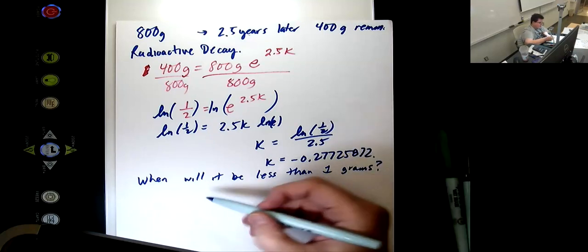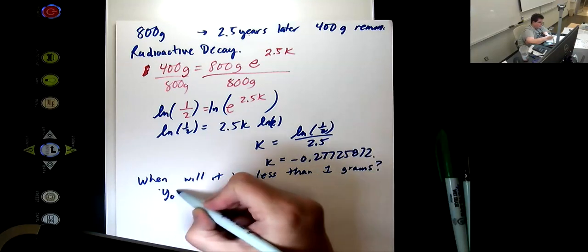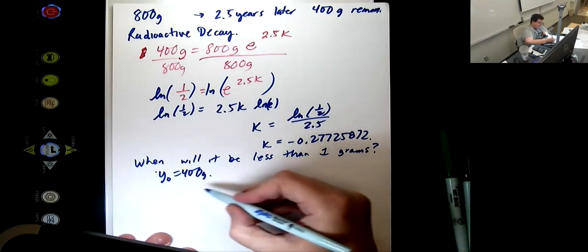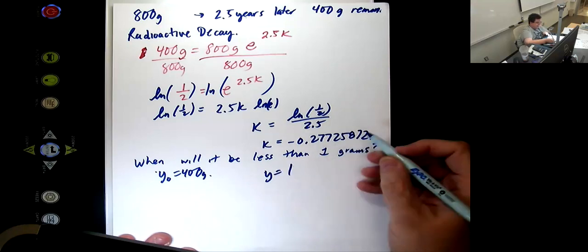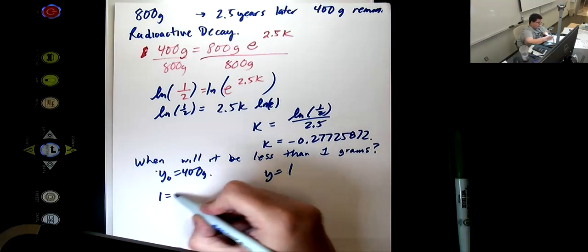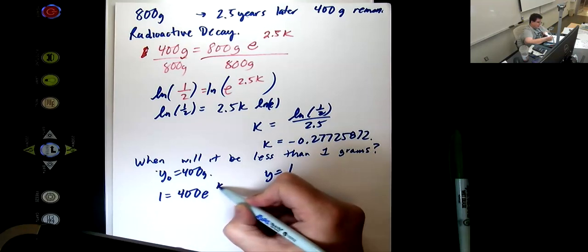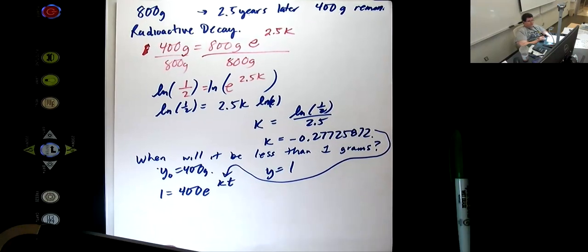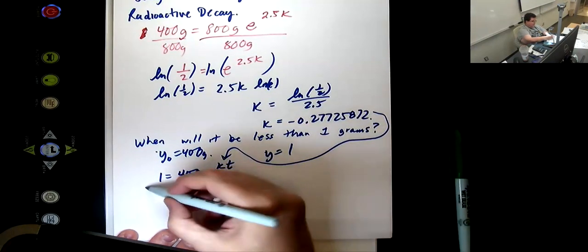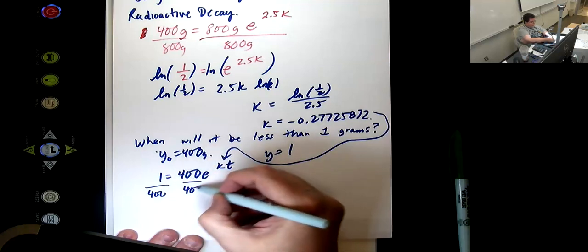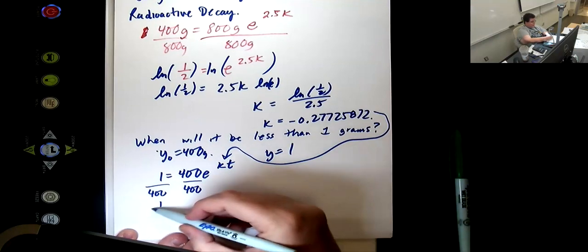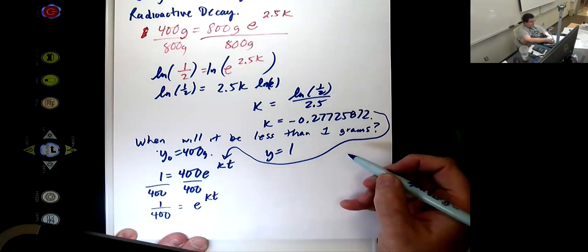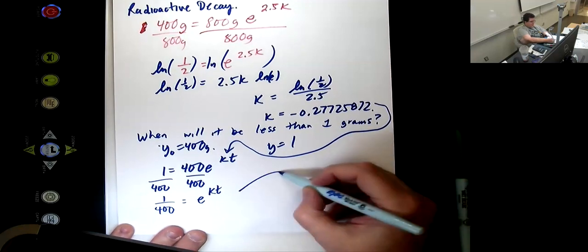Well, 400 grams is the most current amount. I'm going to start with y naught equals 400 grams because we're going to go forward from here. I want Y to equal 1 gram. And I have K there. So 1 equals 400 e to the K T, where that's K. I'm going to leave it as is for now. We divide both sides by 400. I get 1 over 400 equals e to the KT. We do the natural log of both sides.